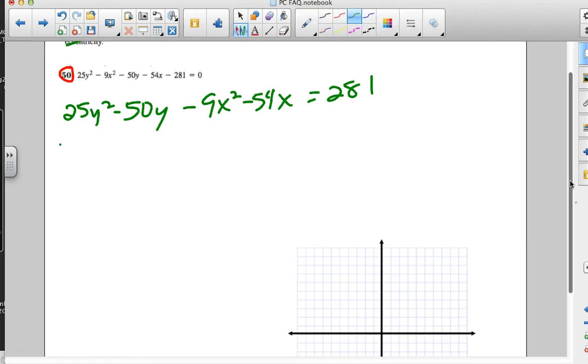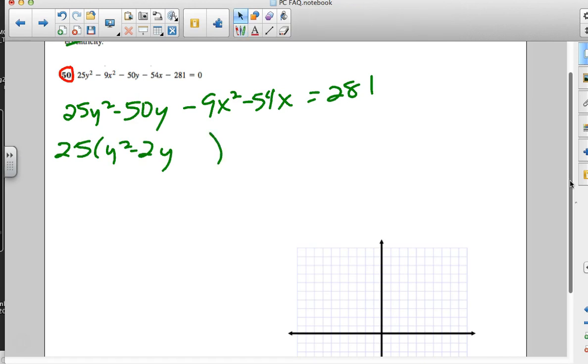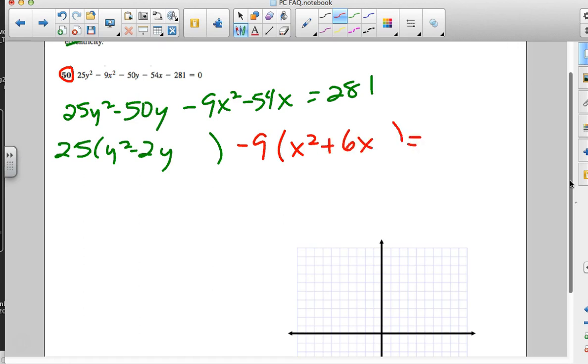So the y squared pieces, we could take a 25 out of that. And the x squared pieces, we could take a negative 9 out of that. We have to be careful though. There's going to be some sign issues here because we're taking a negative 9 out. So be careful. As always, you could stop here and check. Negative 9 times x squared is negative 9x squared, and negative 9 times 6x is negative 54x, and then you're sure things are going well.